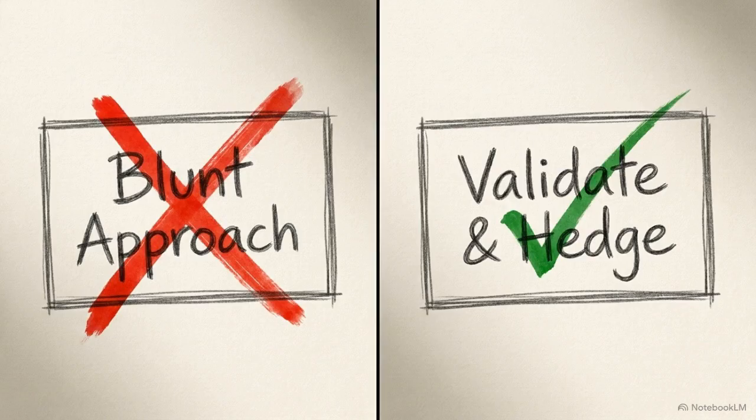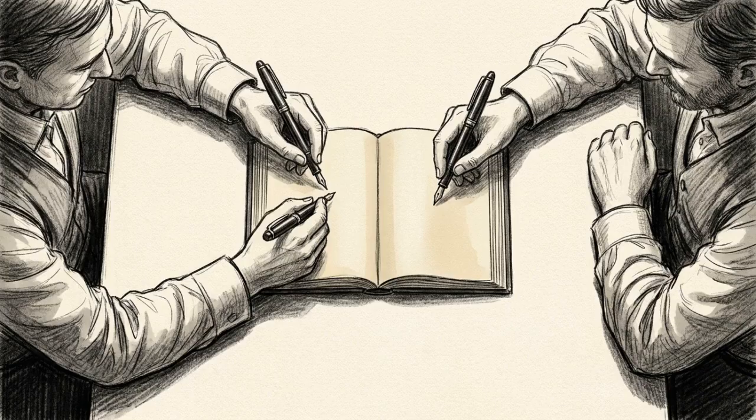Compare the approaches. Left, a blunt, "You're wrong." Right, the 3-step progression. "So you're saying X. I understand, but it could be argued that Y." Using this validate and hedge progression prevents the other person from becoming defensive. It ensures the debate remains focused on the ideas rather than becoming personal.